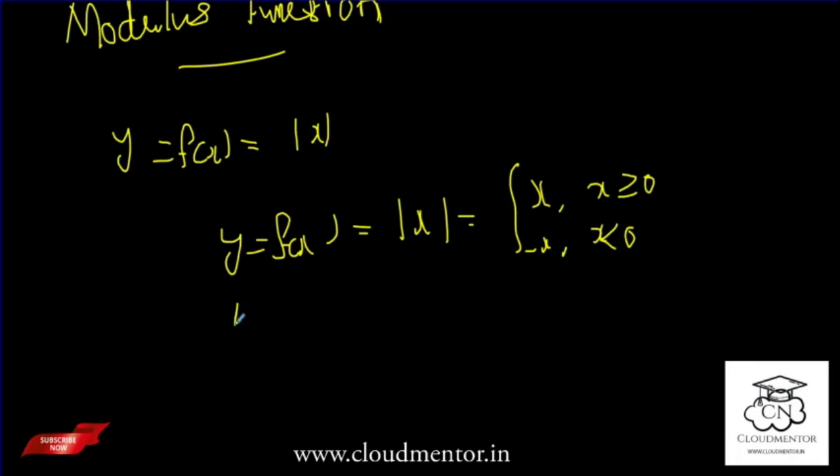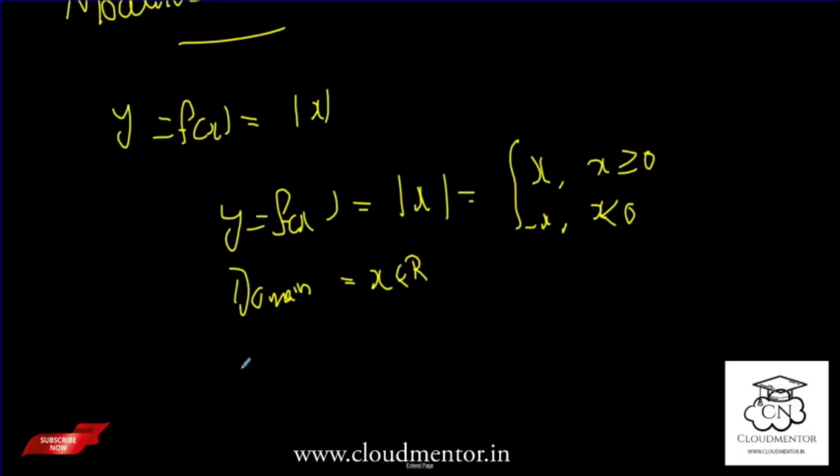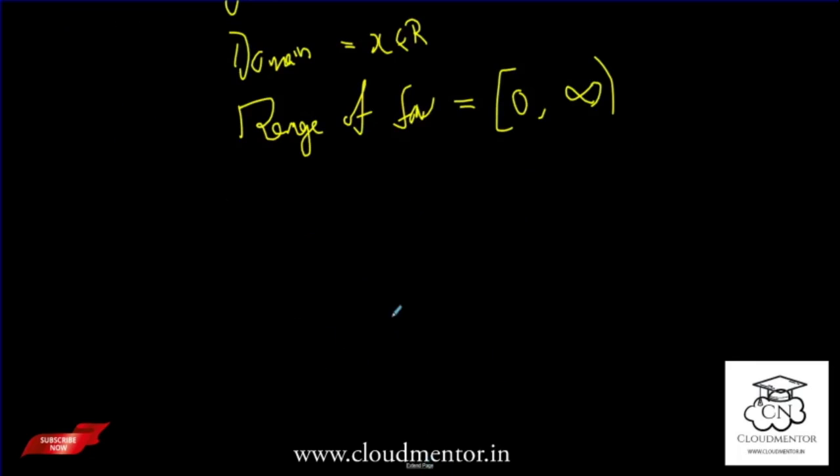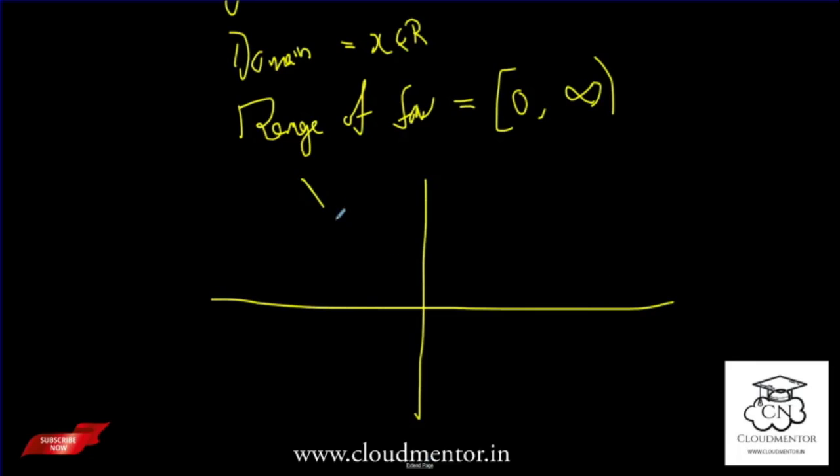The domain of f of x is x element of R, and the range of f of x can have the values from 0 to infinity, the closed interval 0 to infinity. So that's it. And the graph will be a V shape touching the origin.